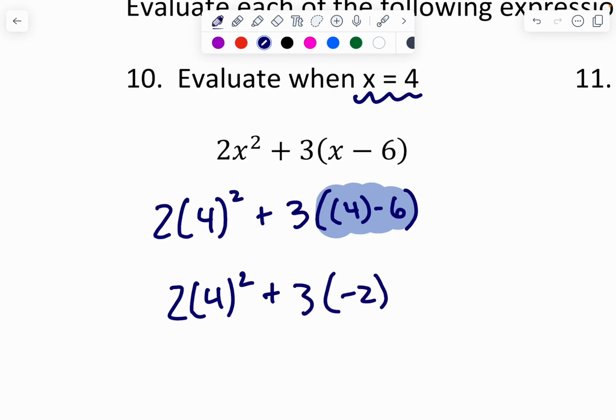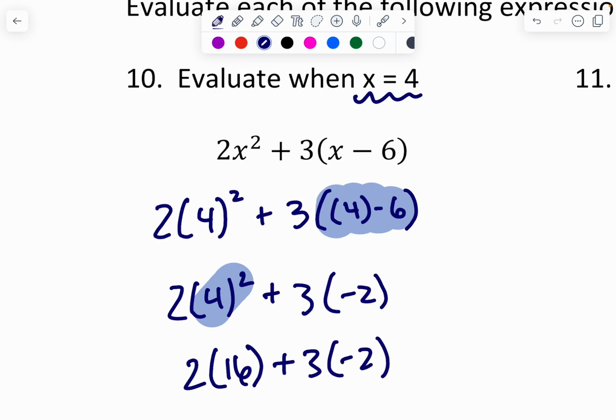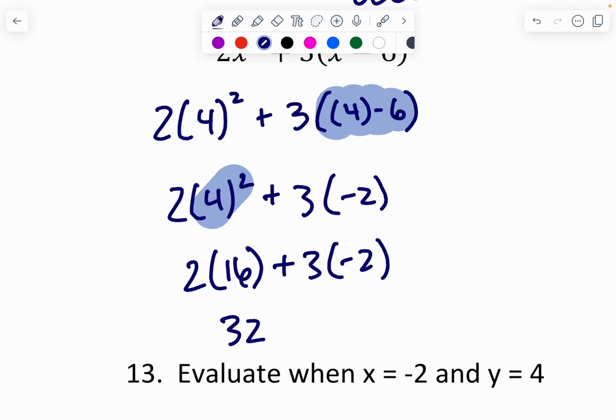Now our next order of operations is exponents, so we'll do that next. We don't multiply 2 times 4, so be careful there. And then now we have 2 different multiplications. This is 32 here. This is a -6. When you combine them, you get 26.